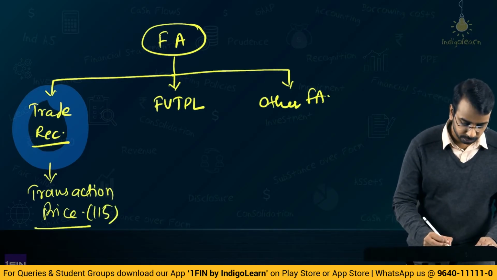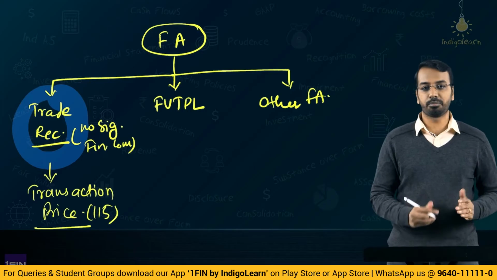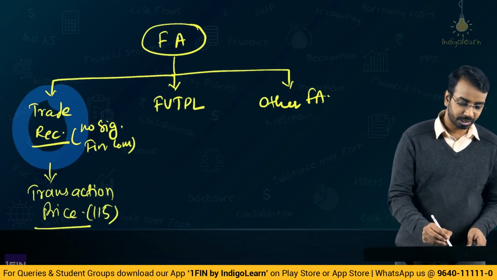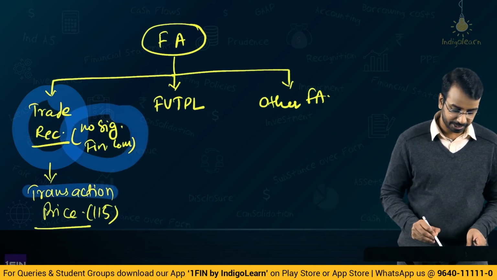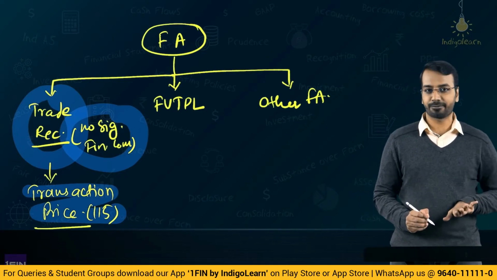When can you do this? You can do this if it does not have any significant financing component. If it has significant financing component, you have to remove the interest component and then measure it, right. So, for these cases where there is no significant financing component, you will measure it at transaction price under 115. So, for trade receivables, you will do it that way, right.